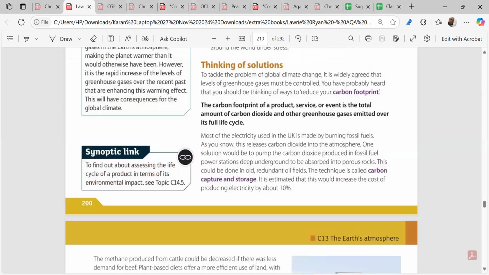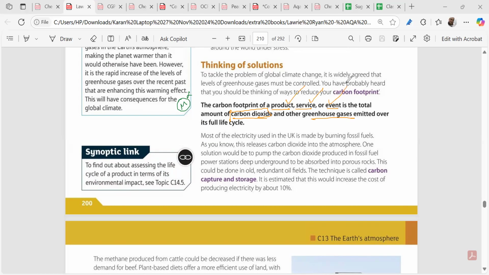The solution thinking is what? The carbon footprint. Please open page number 200. Write M to the power infinity. Memorize. What is carbon footprint? Carbon footprint is the total amount of carbon dioxide or other greenhouse gases, mainly carbon dioxide, which is released in making a product, service, or an event.